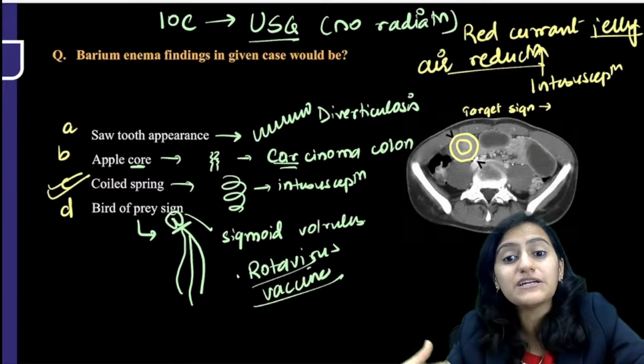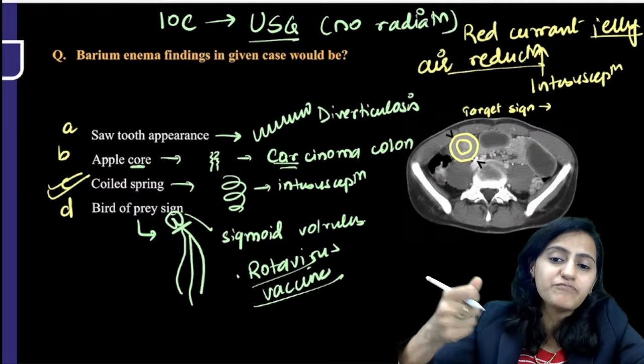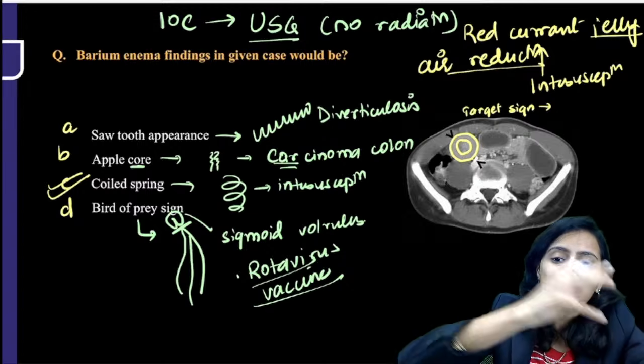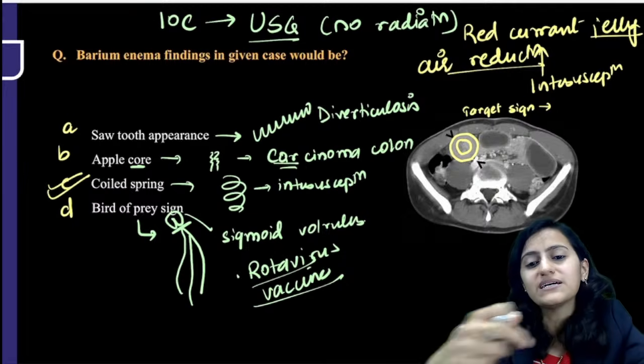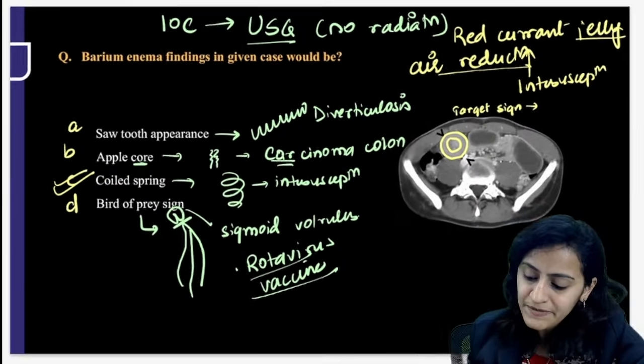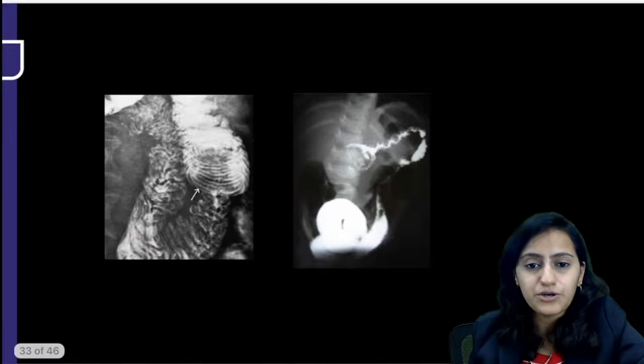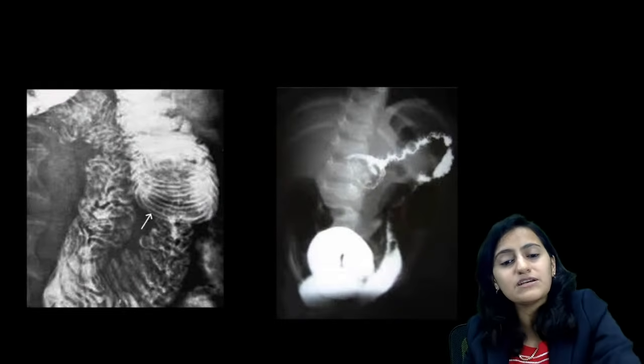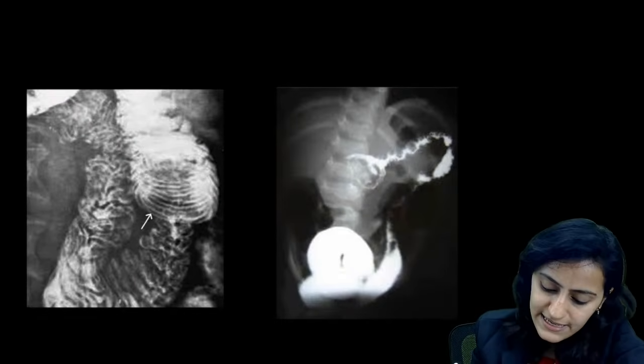Management is going to be the pneumatic or the air reduction. We put the air through the rectum so that the air pressure removes the intussusceptum. All right. So this is the target or the donut sign. Look at these barium images. Both of these have been asked in the exam.